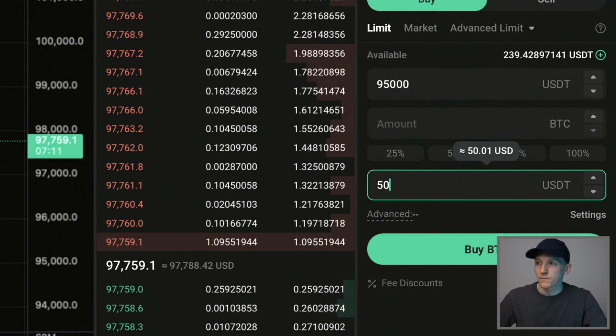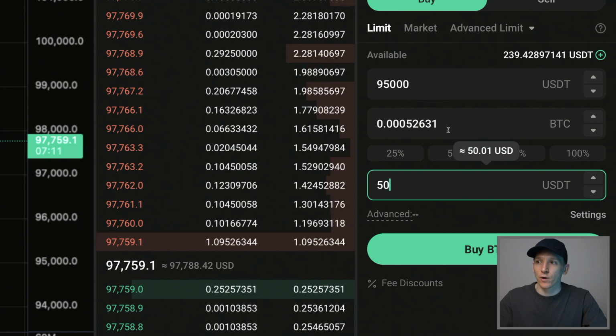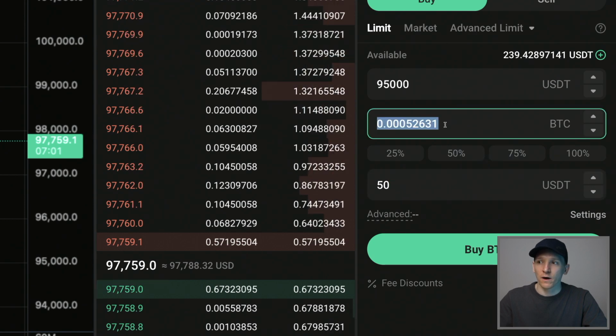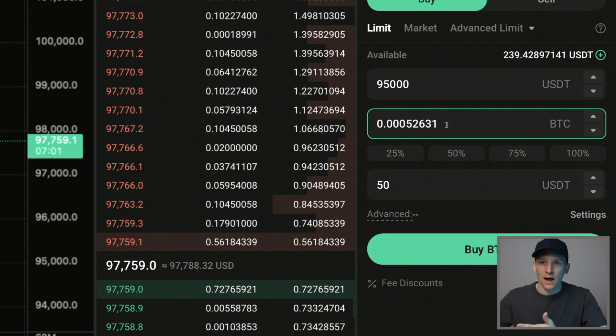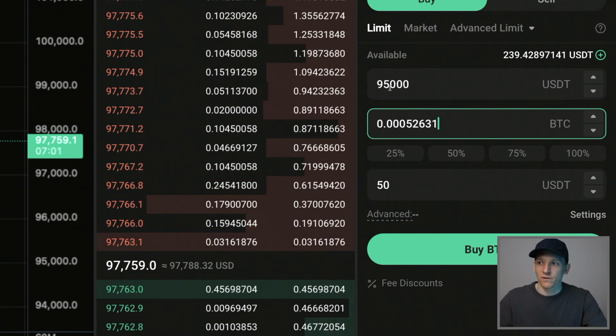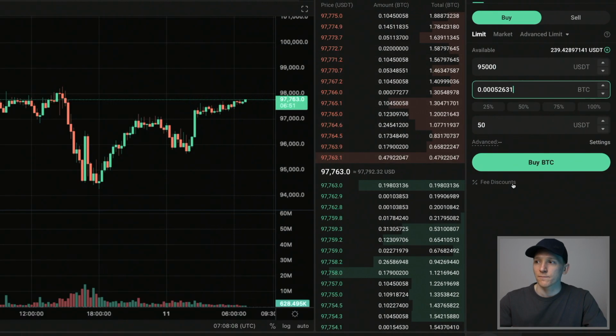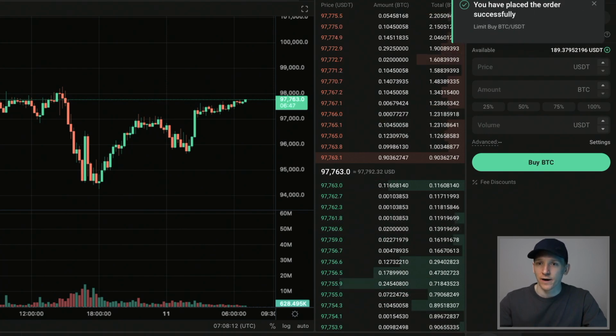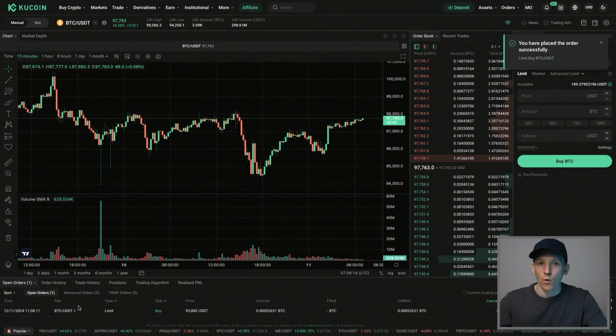What that should do is give me the amount of Bitcoin I can buy, because all it's doing is multiplying the amount of dollars that I'm spending by the price, and it gives me the fraction of a Bitcoin that I can buy. It knows exactly how much I want to buy because I'm telling it the price that I want to trade at. So what I'm going to do is press buy BTC. Now, I haven't actually traded right now. You can see that my order is down here.